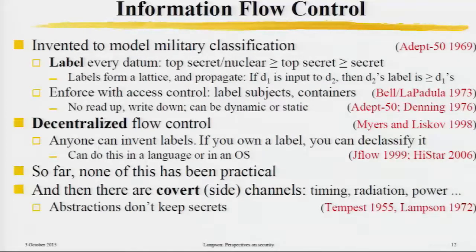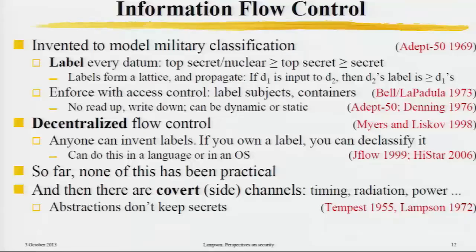Various attempts were made to implement this, and they were all pretty much unsuccessful, and this subject kind of died out, and then it was revived about 15 years ago by Andrew Myers and Barbara Liskov, who introduced an idea that I don't think the military would ever have thought of, which is that you could have decentralized flow control. Anyone could invent labels, and if you own a label, then you control it and you can declassify it. And this has given rise to a lot of interesting research. So far, I think it's fair to say none of this stuff has been practical. And that's even when you don't consider the problems of so-called covert channels, which are channels that you can't find out about by reading the manual.